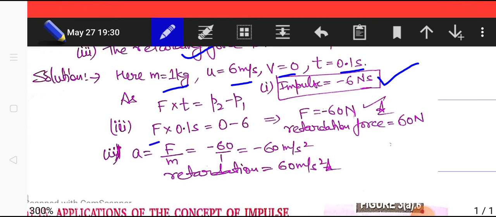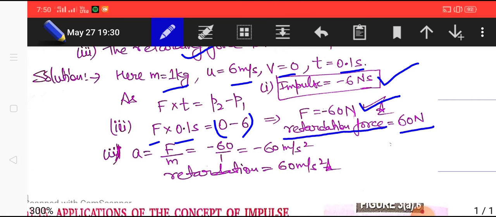Second, Ft is equal to change in momentum. So using this equation we can easily calculate: 0.1 second will go in division, and F is equal to minus 60 Newton. So minus 60 Newton is the force which is applied by a wall on the hammer. We had taken the direction of hammer positive. So retardation force is 60 Newton.